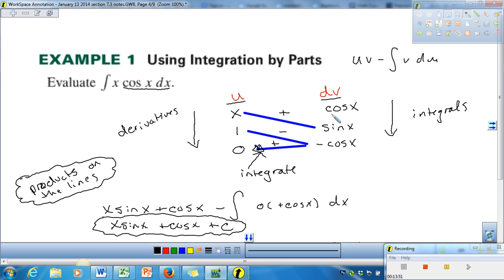Okay? So the antiderivative of cosine, if I integrate cosine, I get sine. If I integrate sine, I get negative cosine. What is v? How do you get a v?